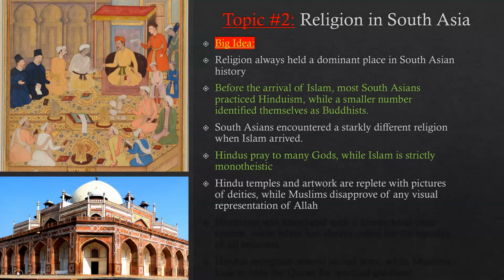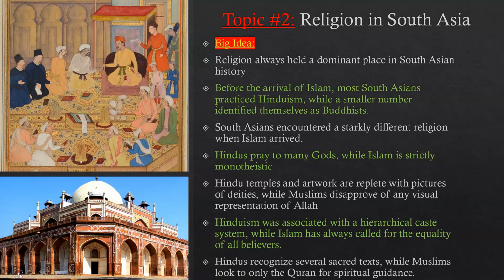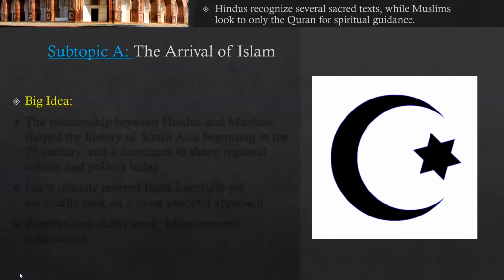Hindu temples and artwork fill up these temples. That was the thing. In Islam, they disapprove of any kind of visual representation of Allah or the Prophet Muhammad, for that matter. Hinduism was associated with a hierarchical caste system, while Islam always called for the equality of all believers. And this is what's really appealing to a lot of Hindus. I can move up, maybe I can move my social status, maybe I can make more money, right? Hindus recognize several sacred texts, while Muslims only look at the Quran for spiritual guidance.